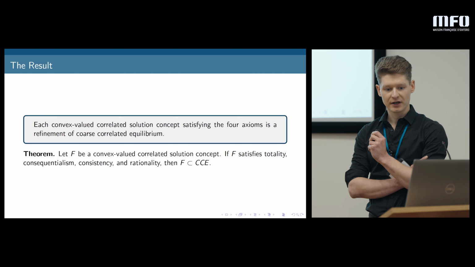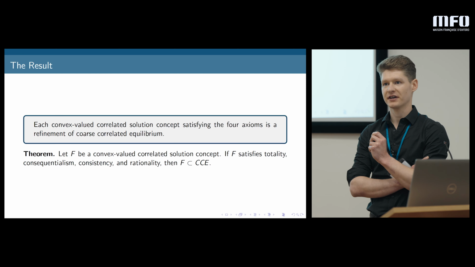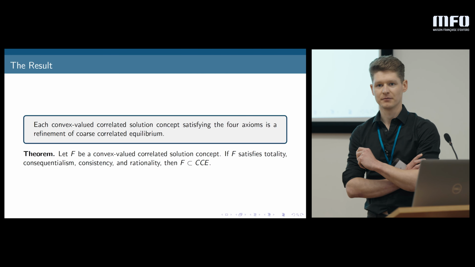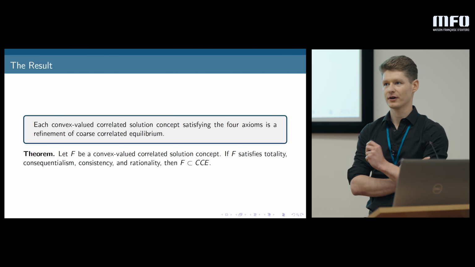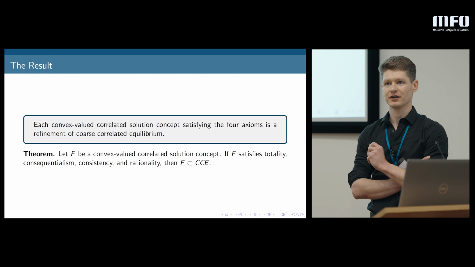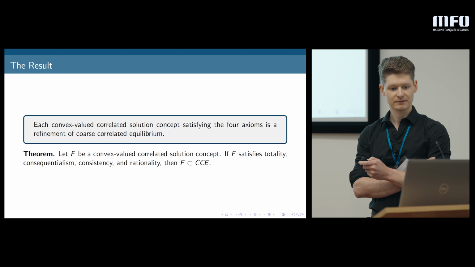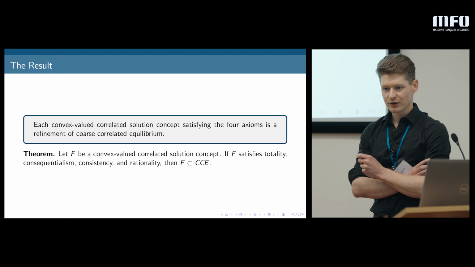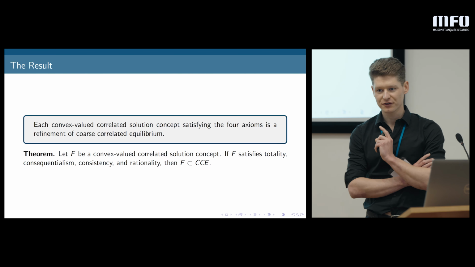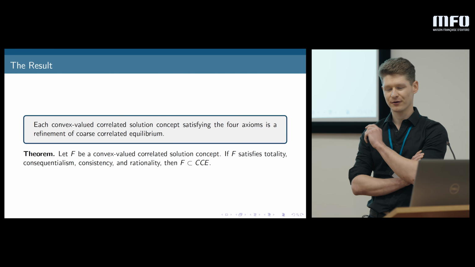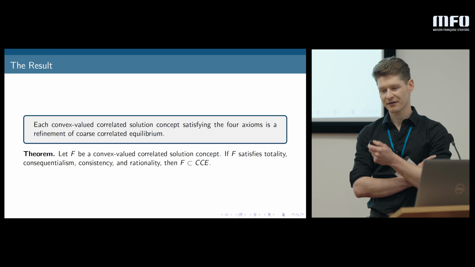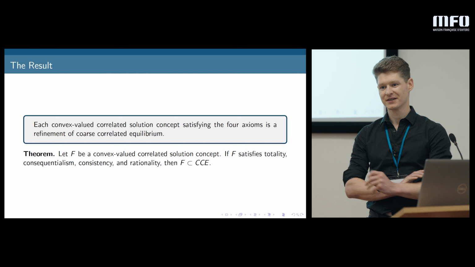Now, I should say that correlated equilibrium does not satisfy the strong notion of consequentialism that I defined, but it satisfies the weaker one, which I think may actually be the nicer one. So there is an open question here. How small can the set be? I don't know of another example than coarse correlated equilibrium that satisfies all these four axioms. So in principle, it could be true that it's not a strict subset, that it's actually equal, but I don't know.